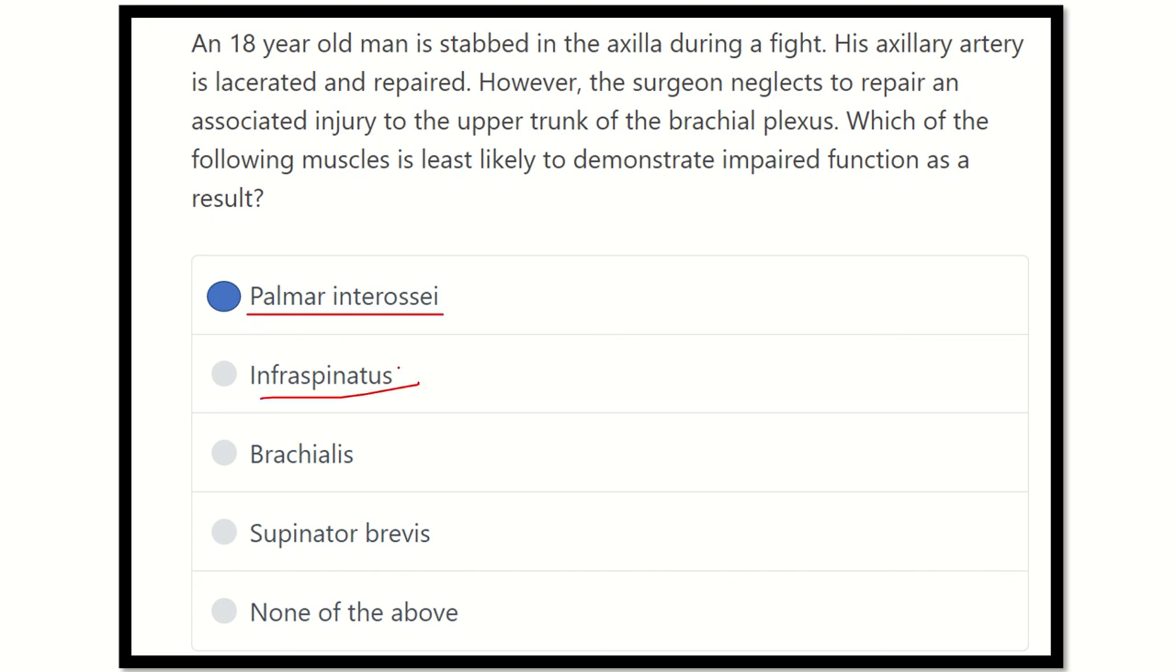We can also see infraspinatus is present in the scapular region, that means in the cervical 5 cervical 6 region, supplied by the upper trunk. Brachialis is supplied by the musculocutaneous nerve, root value cervical 5 cervical 6. Supinator brevis is also supplied by the upper trunk of the brachial plexus, but palmar interossei is supplied by the ulnar nerve, root value cervical 8 and thoracic 1. So our final answer is palmar interossei.